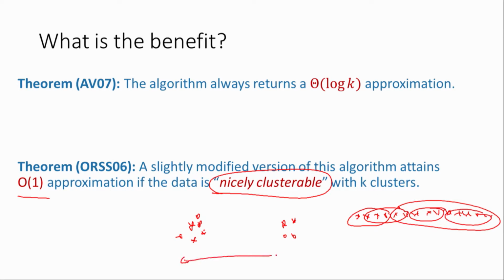However, look at this data. There are clearly two nice clusters possible. So I don't know how to capture that formally, but suppose this is the intuition, that if the data happens to be nicely clusterable, then in fact your k-means algorithm doesn't just return a log k approximation, it returns a constant factor approximation. This O(1) is a constant. Let's say this constant is like 3, then your solution is never a factor 3 worse than that of optimal. This is what it means.